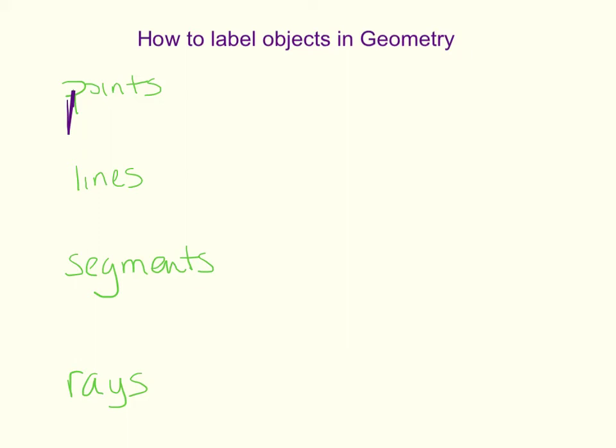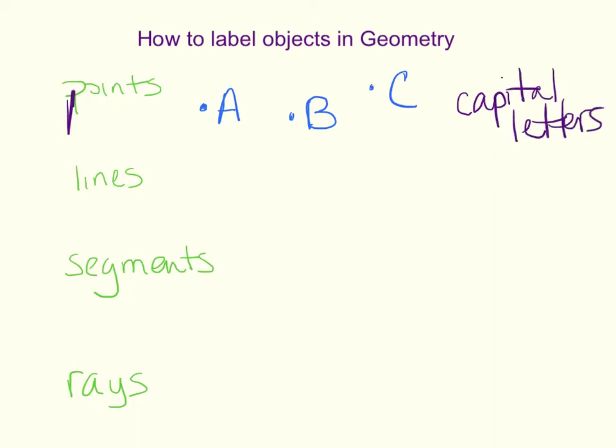Okay, so in geometry we have lots of objects and shapes, and we just have to know how to label them and what to call them. So points, as you all know, are just one-dimensional. They look like dots, and in geometry we always label them with capital letters. So here are 3 points, A, B, and C. Again, the way you label points is capital letters. Pretty straightforward. There's no way around it.